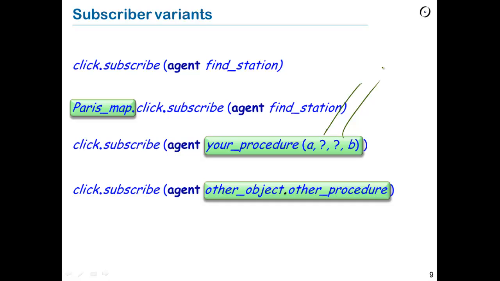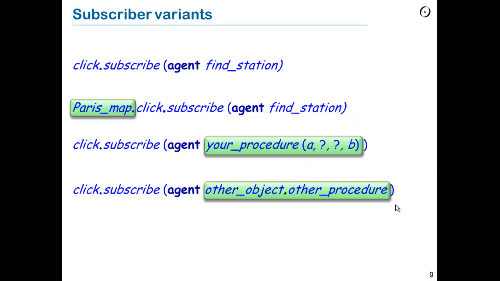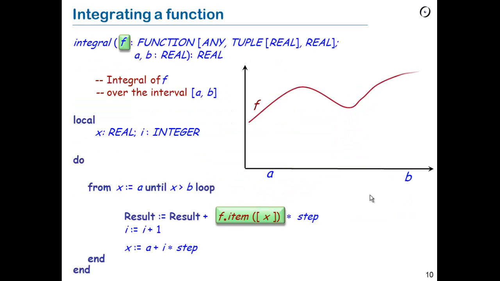So you can also subscribe someone else's routine. It doesn't have to be a routine of the current object. It can be something that occurs somewhere else. Here's another example of application of agents. It's in a completely different domain, mathematical software. So this one has absolutely nothing to do with the kind of examples we have seen so far.